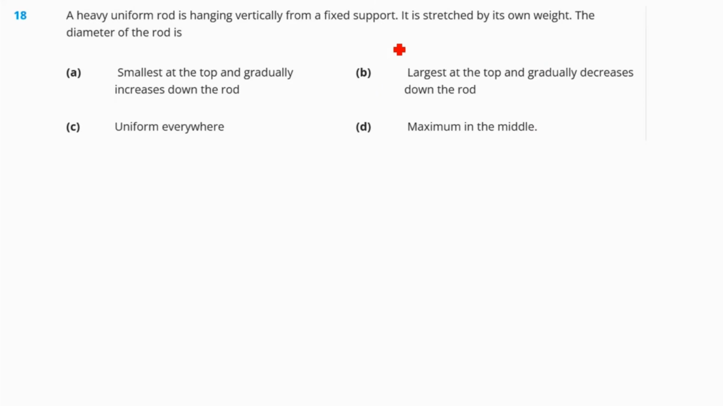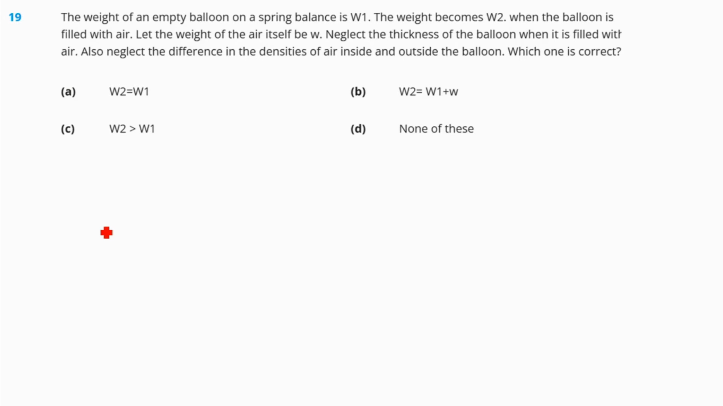Question number 18. A heavy uniform rod is hanging vertically from a fixed support. It is stretched by its own weight. The diameter of the rod is smallest at the top and gradually increases down the rod. The first statement is the only correct statement, right? Question number 19.